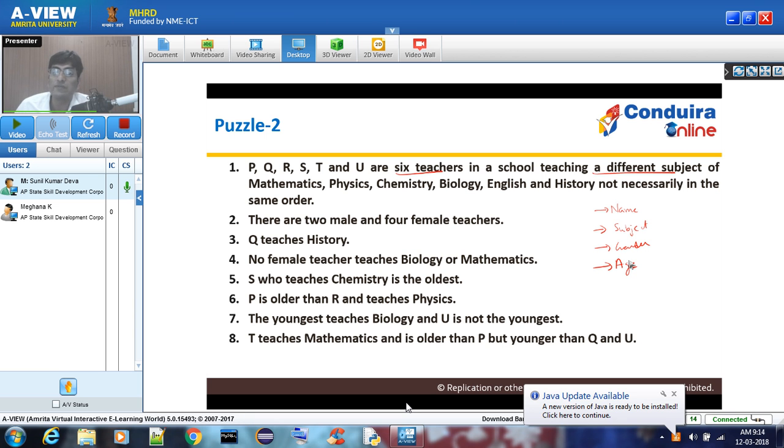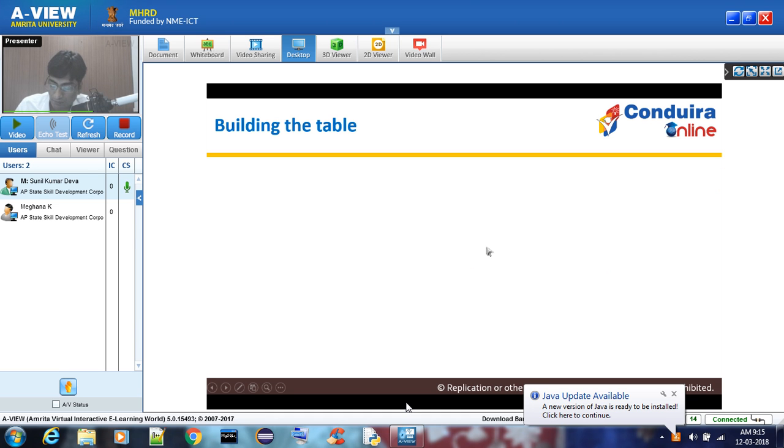Whereas in the previous one, this is a direct assignment problem. This is going to be slightly more difficult than the previous puzzle. So let us go ahead and see how we take it up. So who are the people we have? P, Q, R, S, T, U.